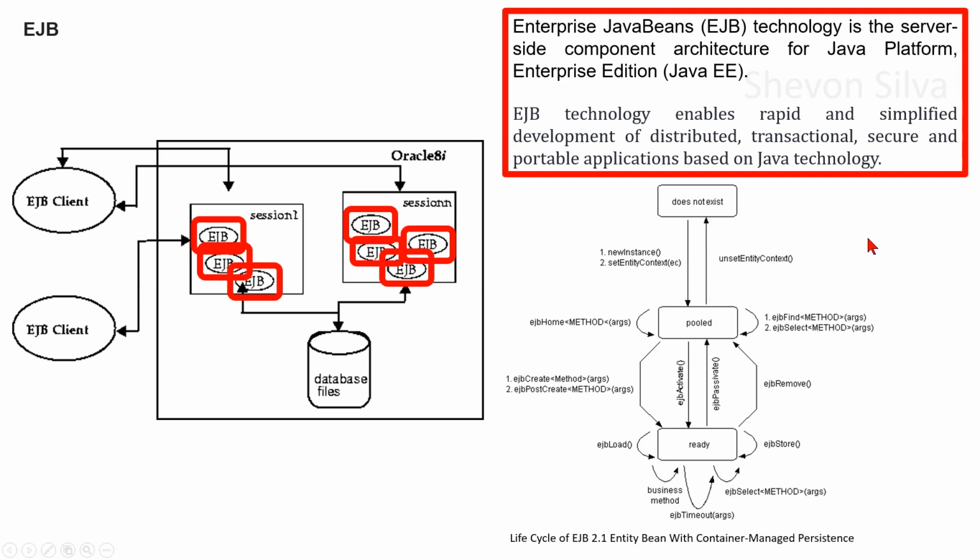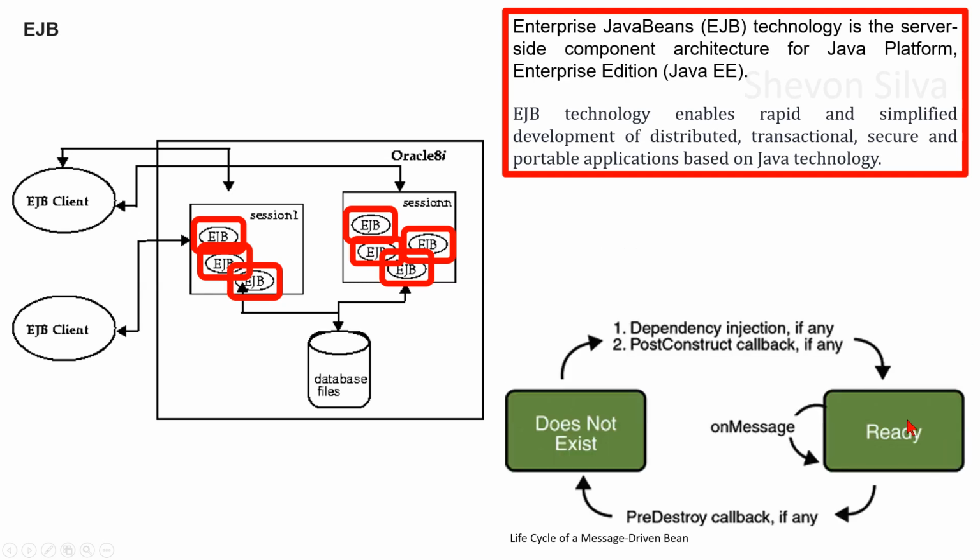Here you can see the life cycle of a message driven bean. The EJB container usually creates a pool of message driven bean instances. For each instance, the EJB container performs these checks. First, if the message driven bean uses dependency injection, the container injects these references before instantiating the instance. Second, the container calls the method annotated with post construct, if any.